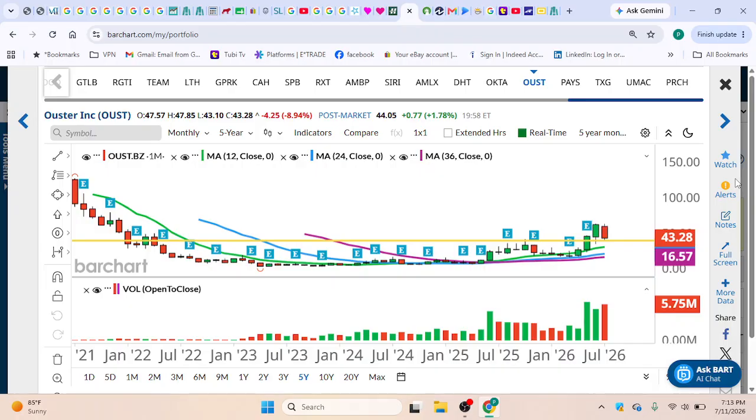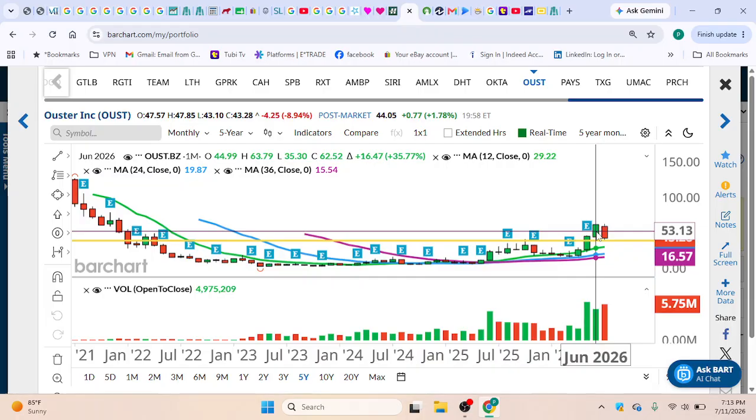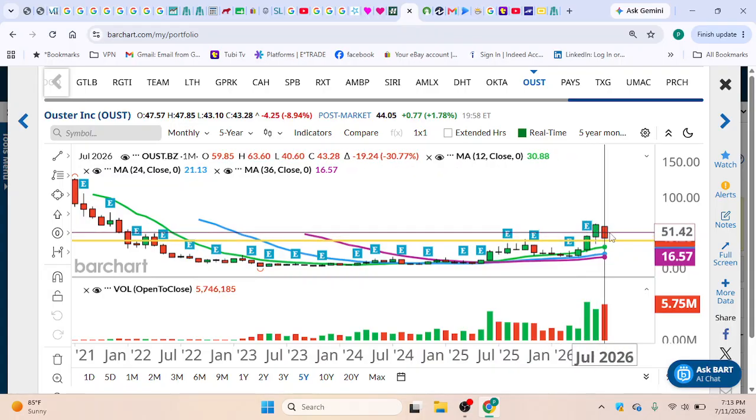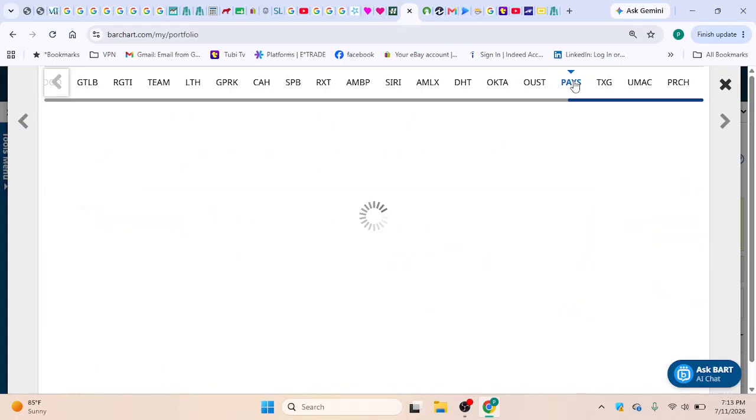House looked good, and then it's completely reversed in July. Down 30%, up 35% in June, and down 30% in July. So it's pretty hard to make money like that. So that's on a watch.